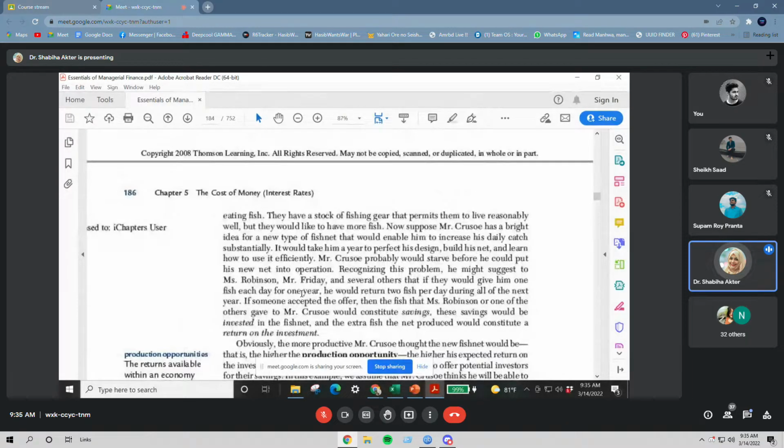So what this example is saying is that one person, Mr. X, has a brilliant idea to make a new type of fish net that can catch more fish. Whatever the stock of the fish, he can increase his daily catch substantially. But it would take him a year to perfect his design, build his net, and learn how to use the net efficiently.